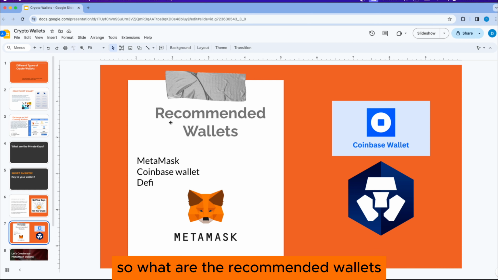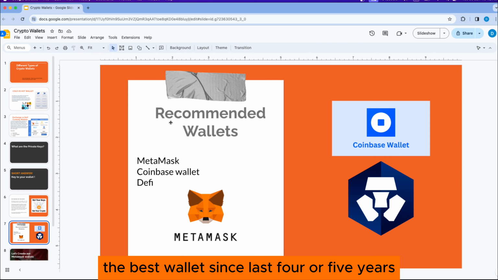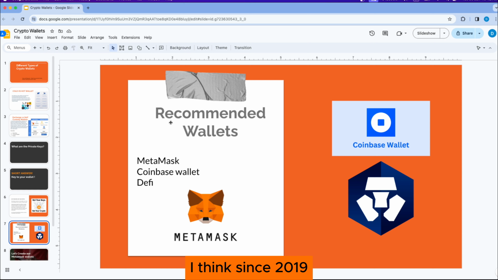So what are the recommended wallets? Like I said earlier as well, MetaMask for me has been the best wallet for the last 4 or 5 years. I think since 2019. This is 2024. I am using Coinbase wallet as well. I'm using DeFi wallet, which is by crypto.com. Coinbase wallet is by Coinbase.